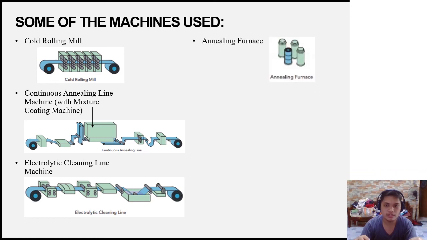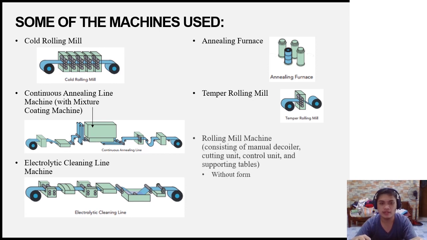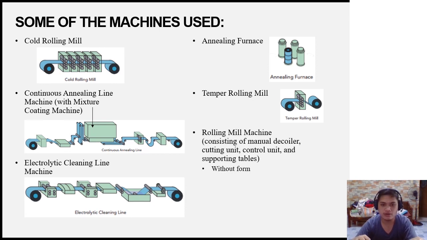Annealing furnace. After the electrolytic cleaning line, the sheets will be run through another annealing process in the annealing furnace. Next is a temper rolling mill. Second to the last process of the manufacturing of the roofing is the temper rolling mill. And lastly is the rolling mill machine where the product will be formed to create different variants of roofing.